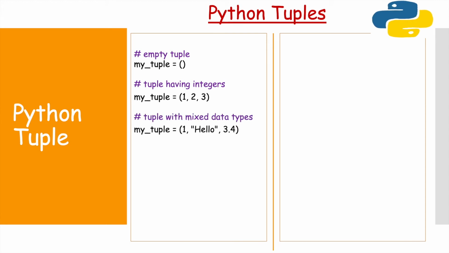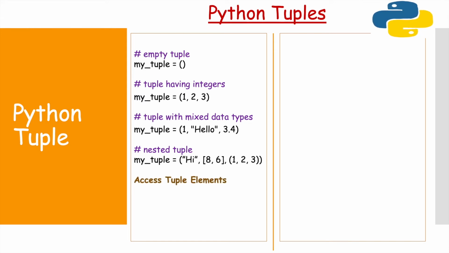So this is an example of a tuple with mixed data types. Here there are 3 types of values. One is an integer, another is a string, and another is a floating point number. This is an example of a nested tuple where you are providing a tuple as an item of the main tuple.